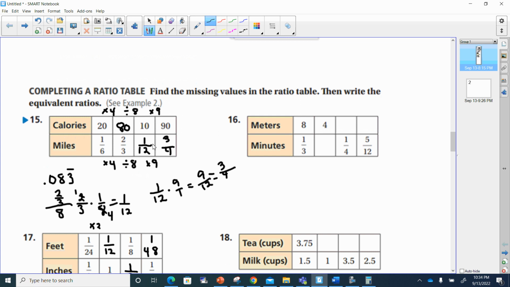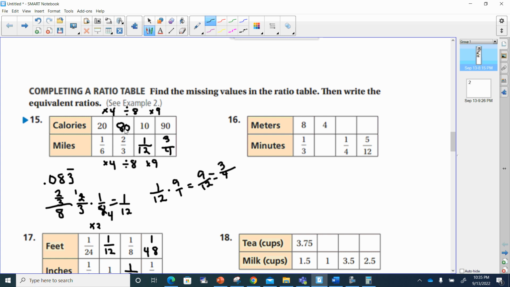Number 15 says I'm going to find the missing ratio values of the ratio table, then write the equivalent ratios. Well, over here I had 1 over 6 and 2/3. I would have to multiply this times 4 to get to 2/3, because that would give me 4 over 6, and I can reduce it to 2/3, which means I'd have to multiply this times 4.